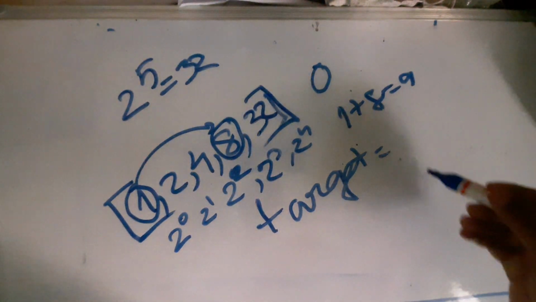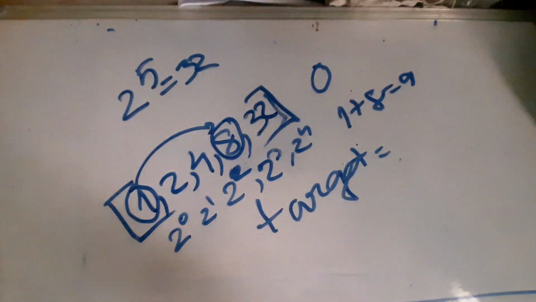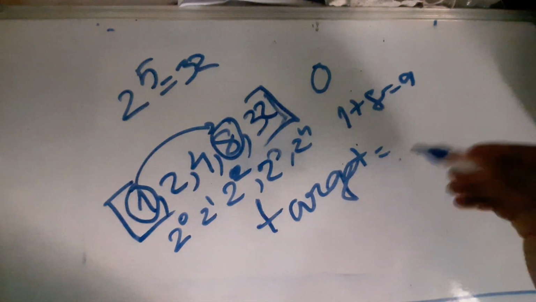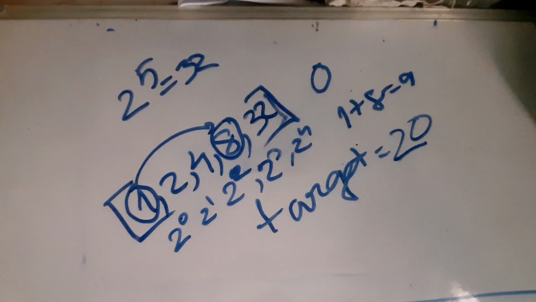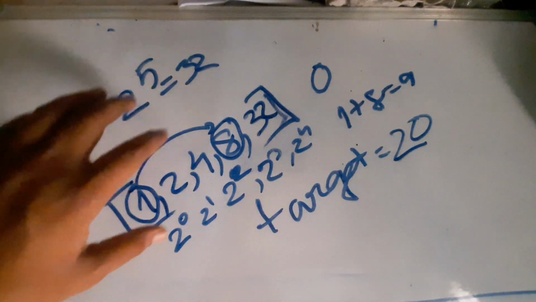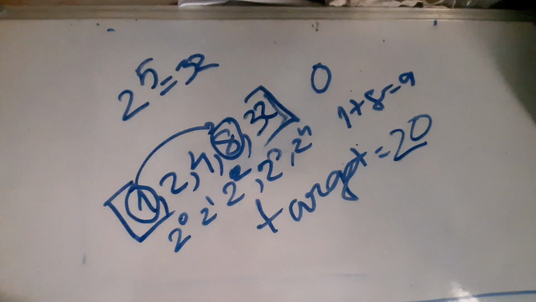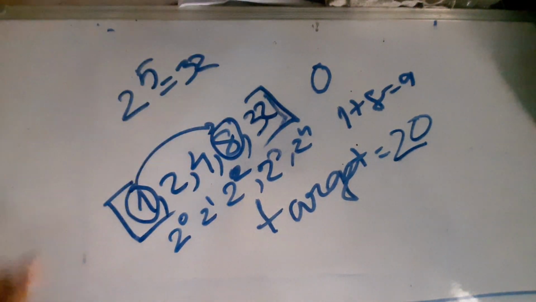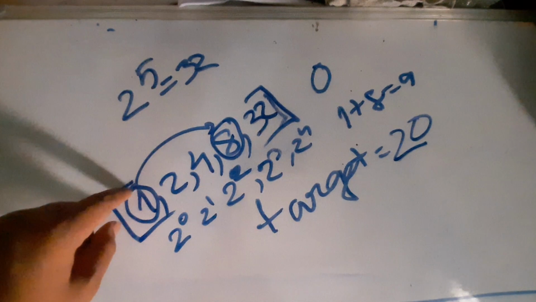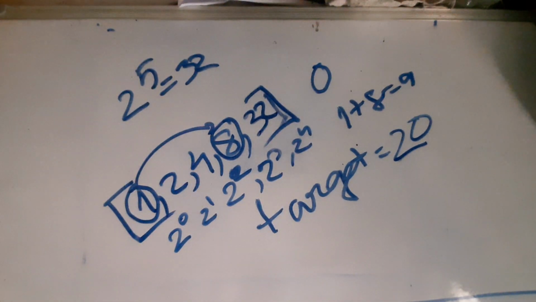Suppose we need to make a target equal to, let's say, 20. How can we make the target 20? That is the question. We can add these numbers as a subsequence. We can take 1, 2 and 32, but they sum up to 35. So we can do that. What else can we do?